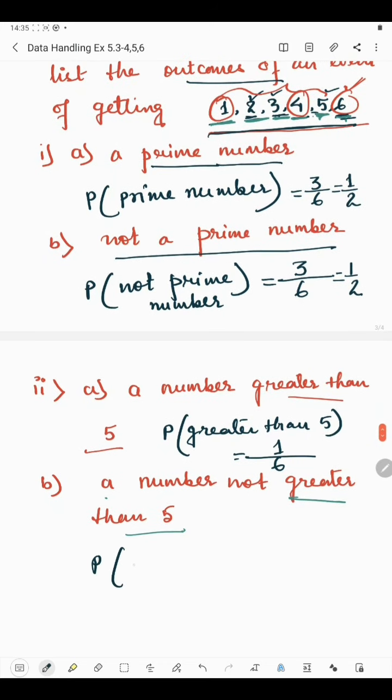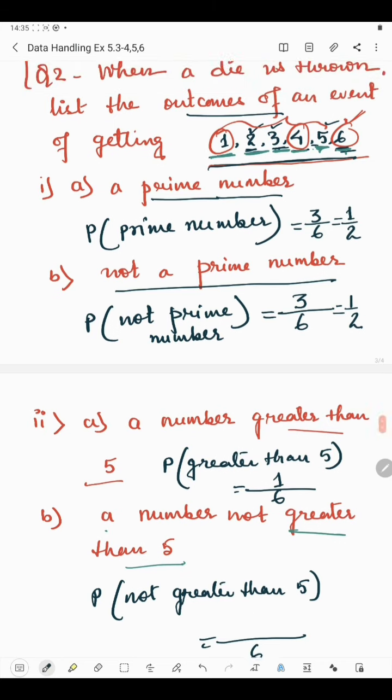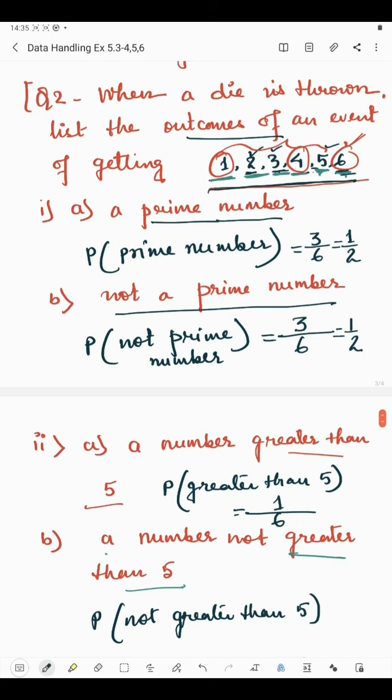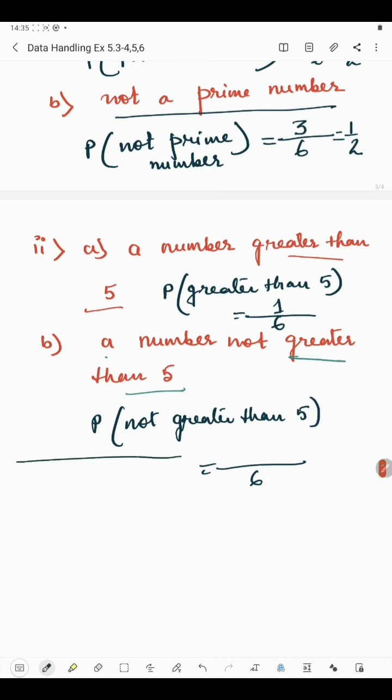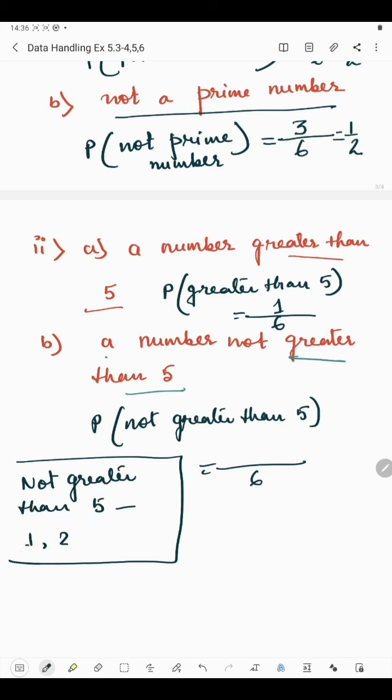So the probability of a number not greater than 5 will be, in the denominator we have 6 as there are 6 possible outcomes, and out of this, which numbers come under not greater than 5? Which numbers come under this is 1, 2, 3, 4, 5.